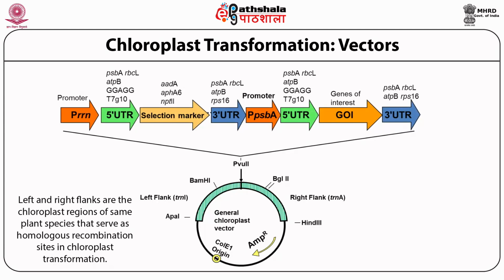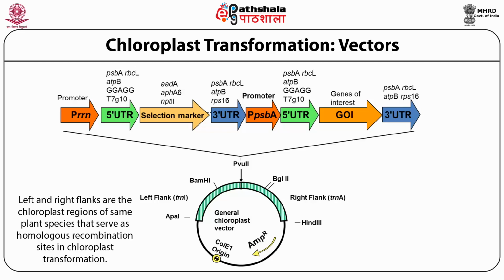Chloroplast transformation vector. The chloroplast transformation vector has a unique feature: if you see at the bottom, the vector has the left flank and the right flank. These left and right flanks guide the integration of the above cassette into the chloroplast genome. It is a very standard transformation vector, where there is a site in between the left and right flank.